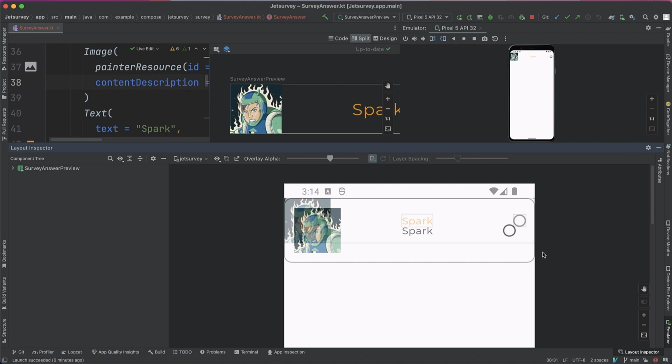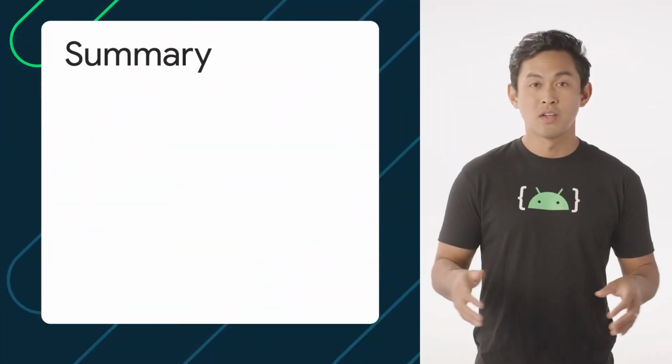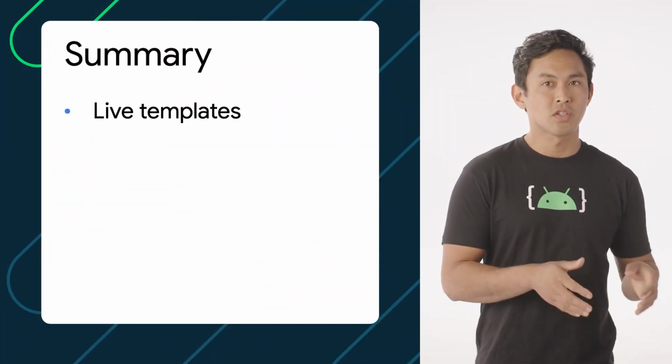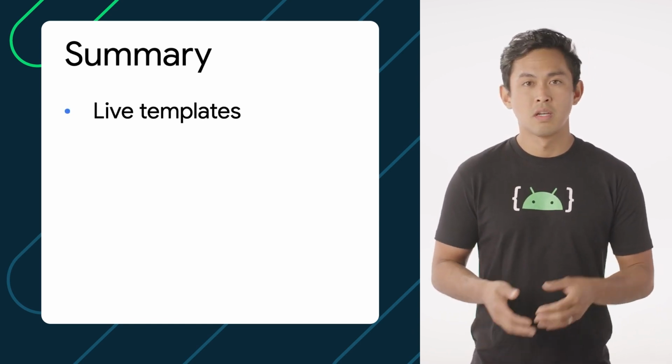From the previous episode, you know that using components from the Compose toolkit will give us that pixel perfection. I'll leave that as an exercise for you to do. And that's it. That covers a lot of the helpful tooling provided by Android Studio to help us develop apps much faster in Compose. To summarize, with live templates, we can insert common code snippets much faster using abbreviations.